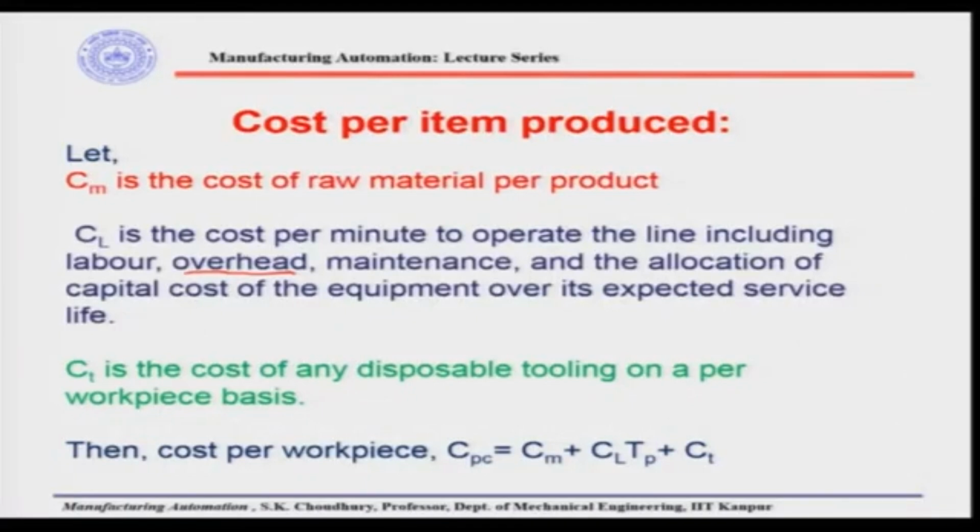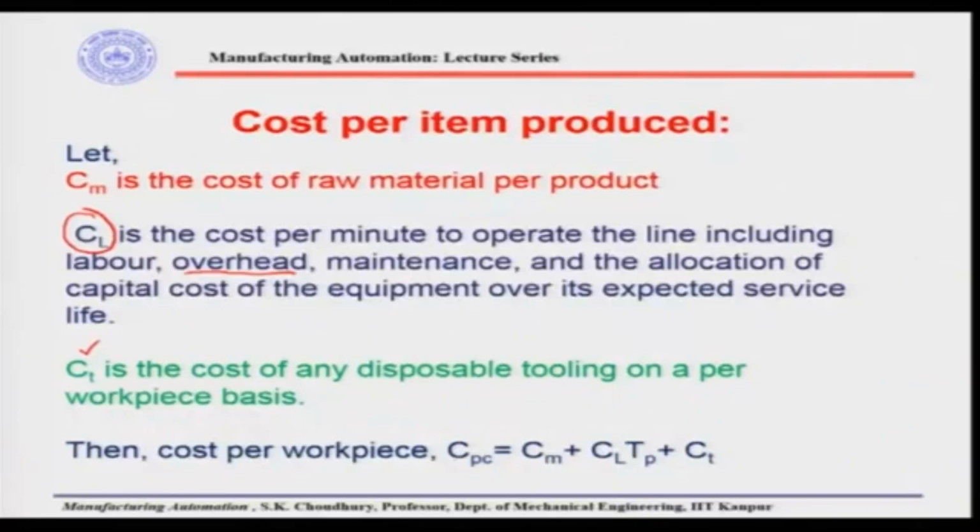Okay. Now, all these things will be included in the CL, which is the cost per minute, and overhead and the capital investment. CT is the cost of any disposable tooling on a per workpiece basis. So, during the operation we will have some fixtures, and those fixtures will be required particularly for machining or assembling the parts. So, this cost is the CT.